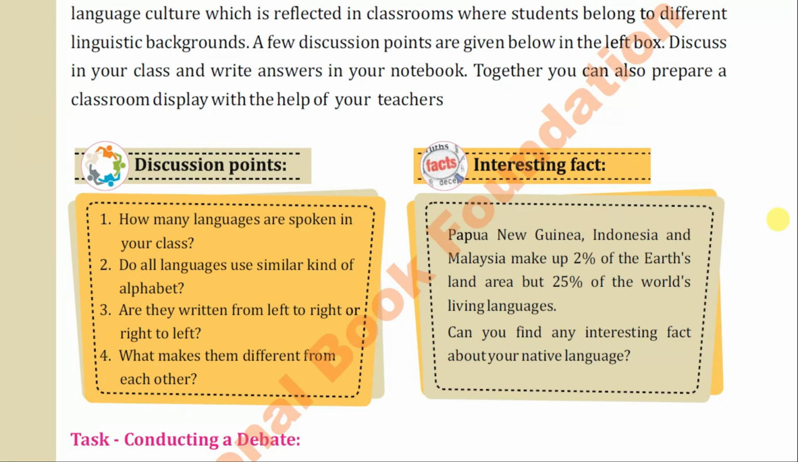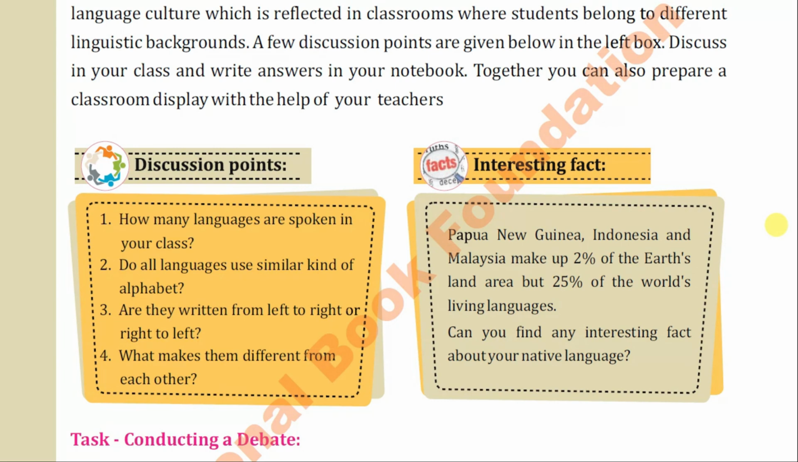Do all languages use similar kinds of alphabet? No. Different languages have different kinds of alphabets. For example, even the alphabets of Urdu and English are different. So every language has its own kind of alphabet. Are they written from left to right or right to left? Some languages are written from left to right, like English, and some are written from right to left, like Urdu. So different languages are written in different ways.